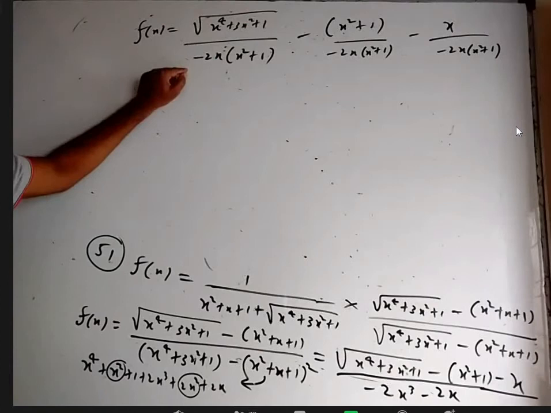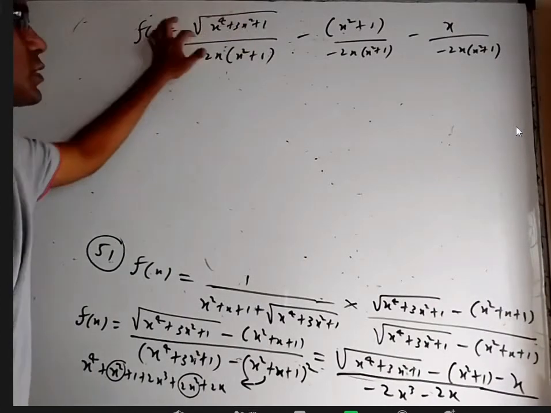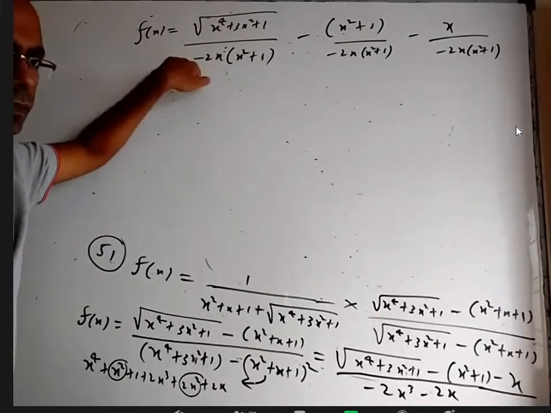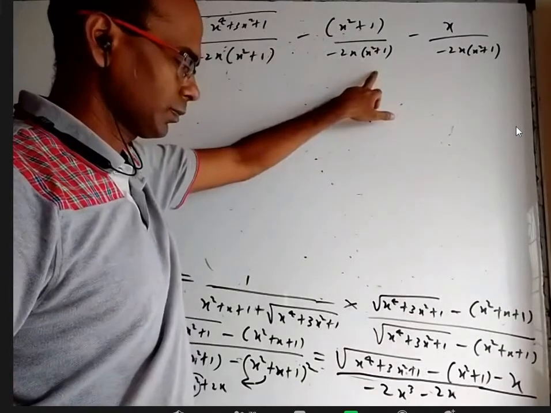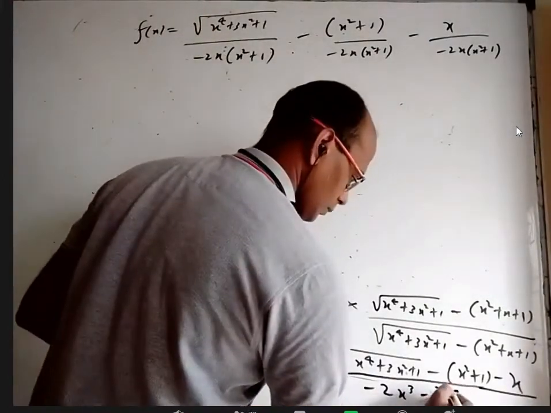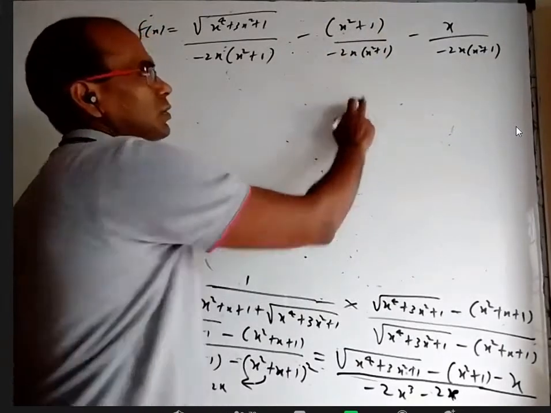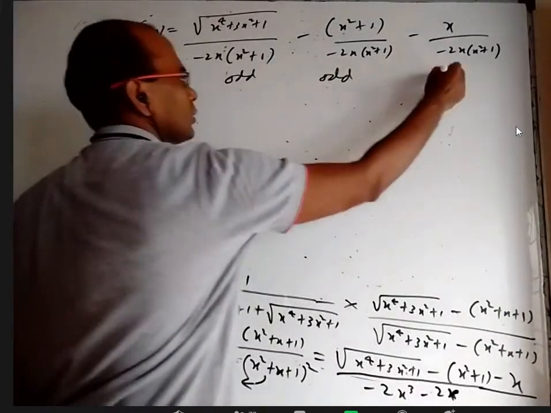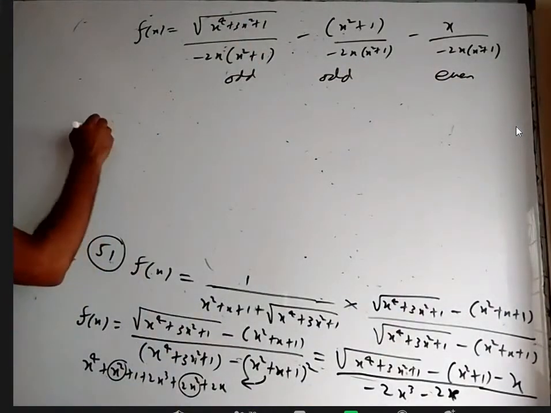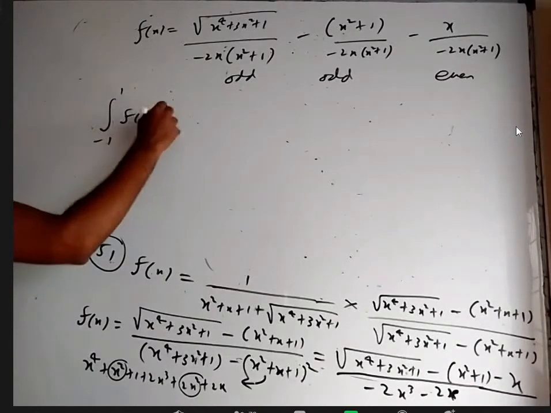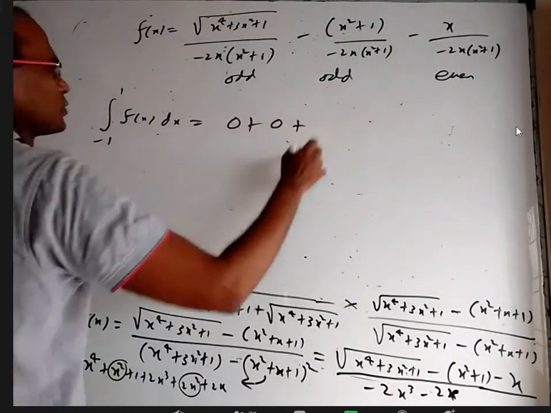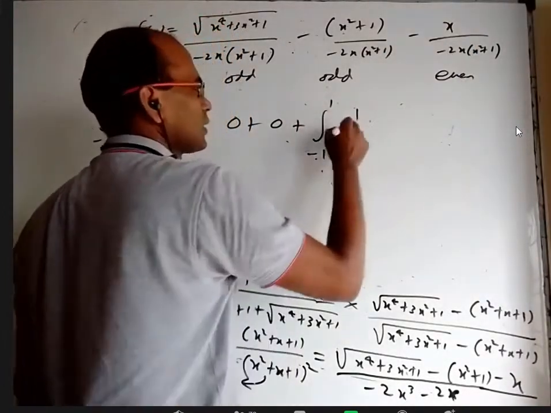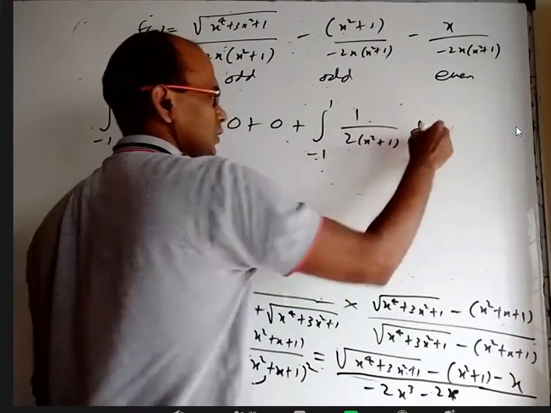This alone is an odd function. Why? If I replace x with minus x, no change here, no change here, but here one extra minus will come, that is going to be a negative of the whole thing. Similarly, this and this will cancel, and this also will be odd. So integral minus 1 to 1 f of x dx, when I take, this part will be 0, this part will be 0, and that part will be integral minus 1 to 1, minus minus will cancel, x will cancel, I'll get 1 by 2 times x square plus 1 dx.